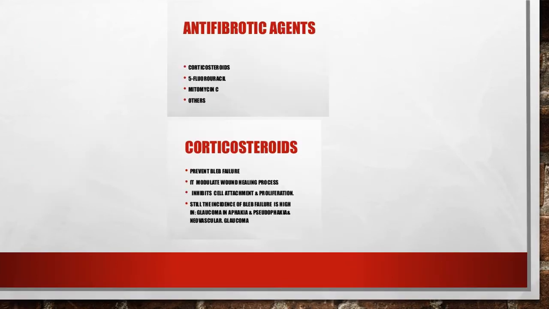So how we avoid such things can be by judicious use of corticosteroids or 5-fluorouracil or mitomycin. These are all anti-fibrotic agents to prevent the failure of the bleb and help in the proper functioning of the bleb, and to reduce the inflammation you can use the corticosteroids.